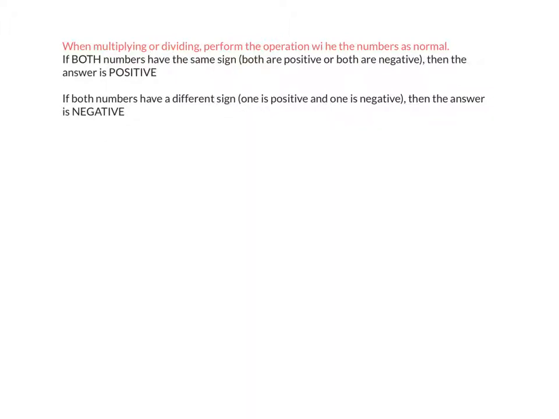So let's say I have minus 12 divided by 6. So forget about the signs. 12 divided by 6 is 2. Now I decide is my number positive or negative. Now here, the numbers have a different sign. This one's negative, this one's positive, so my answer is negative.